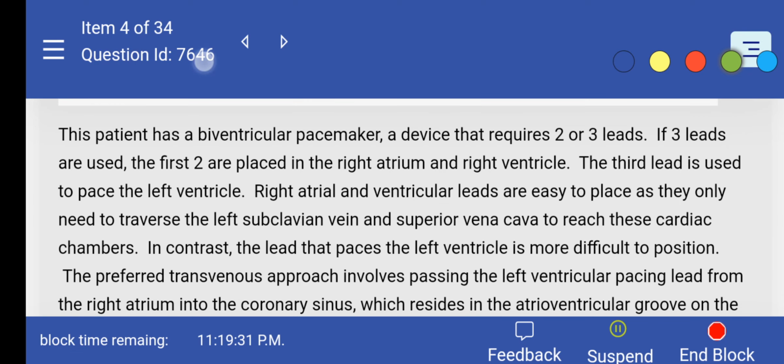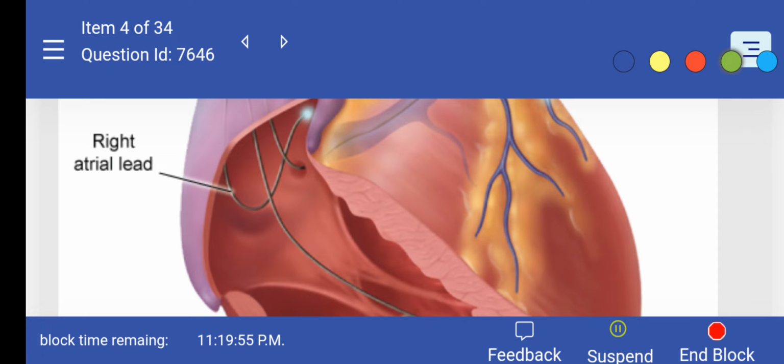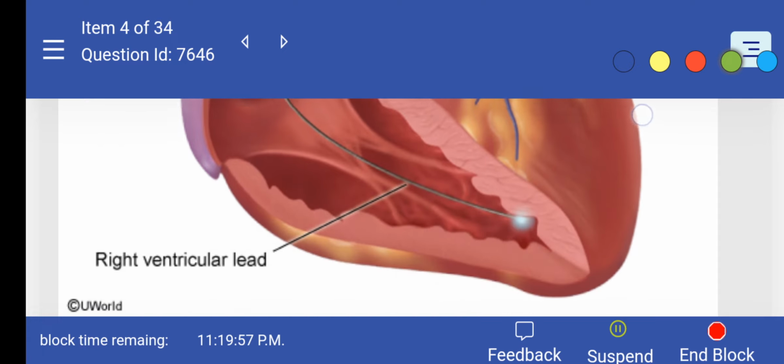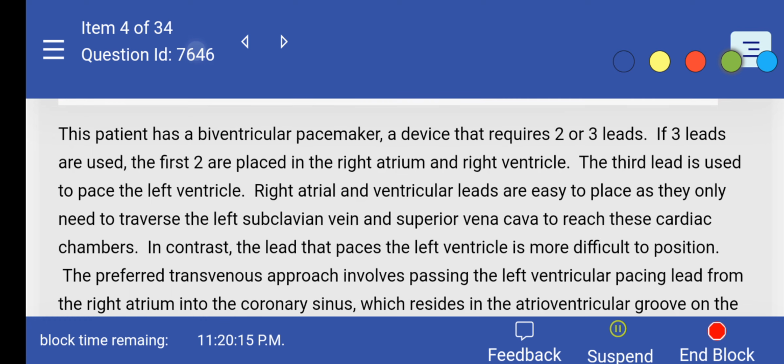Let us see the explanation. This patient has a biventricular pacemaker, a device that requires 2 or 3 leads. If 3 leads are used, the first 2 are placed in the right atrium and right ventricle. They mean to say like the first one is over here and the second one. Okay, the third lead is used to pace the left ventricle. This is for the left ventricle. The first and second leads, right? Those are used in the right atrium and right ventricle. The third would be used in the left ventricle.